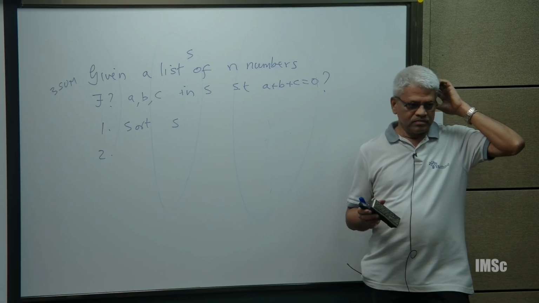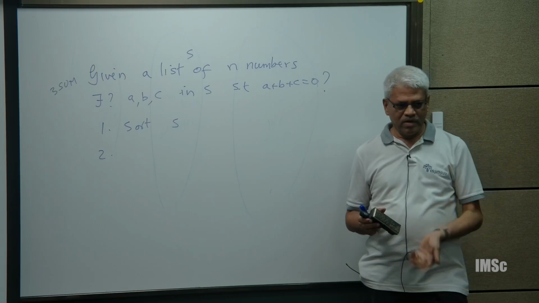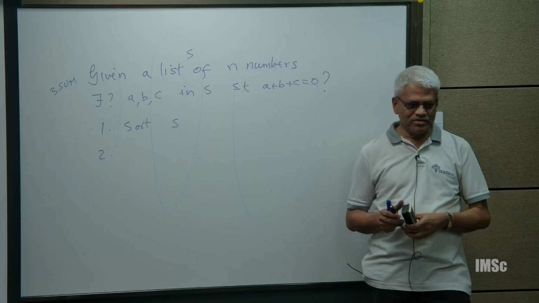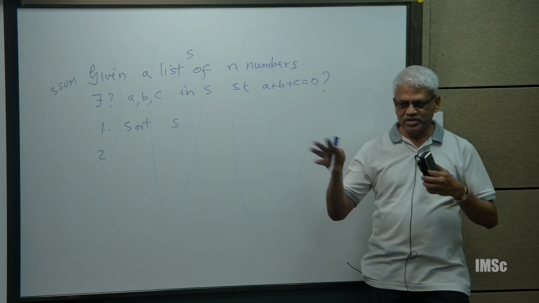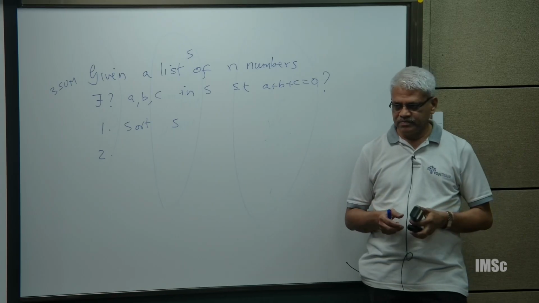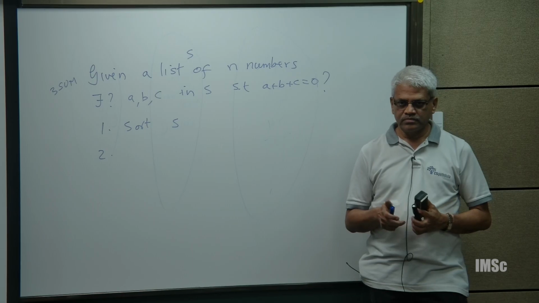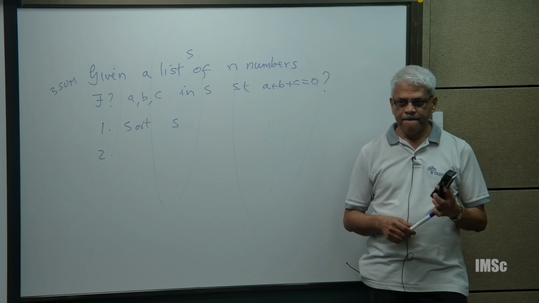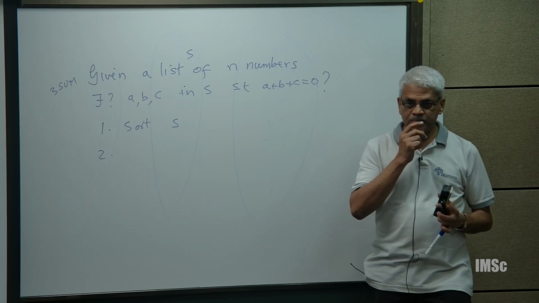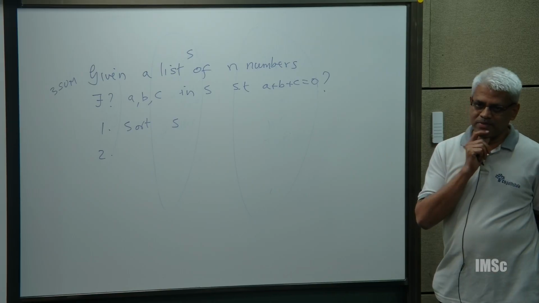If all numbers were positive, the answer would be no, it's not there. So here we have positive, negative, all integers. Now, can you think of an n square kind of algorithm? Let me give you that hint.